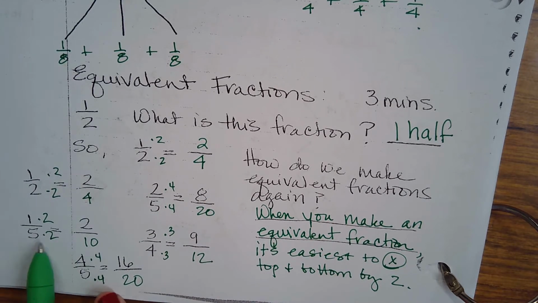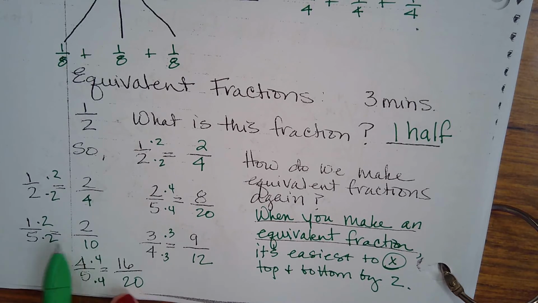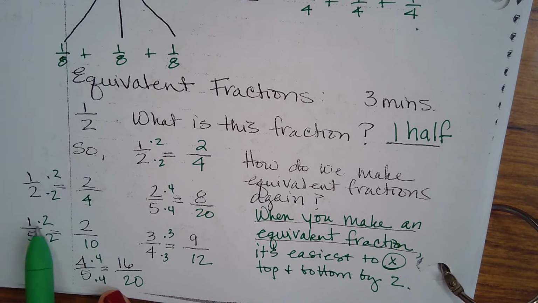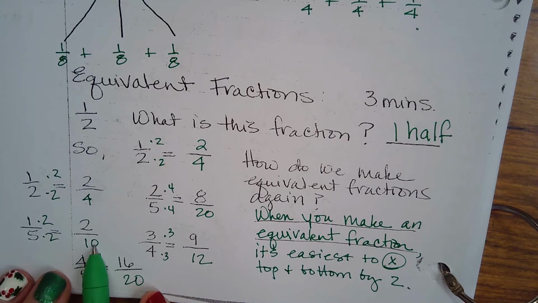Then I have 1/5, and the equivalent fraction is 2/10. What am I going to multiply 1 by to get 2? Well, I'm going to multiply it by 2. Whatever I do to the top, I do to the bottom, and that gives me 2/10.